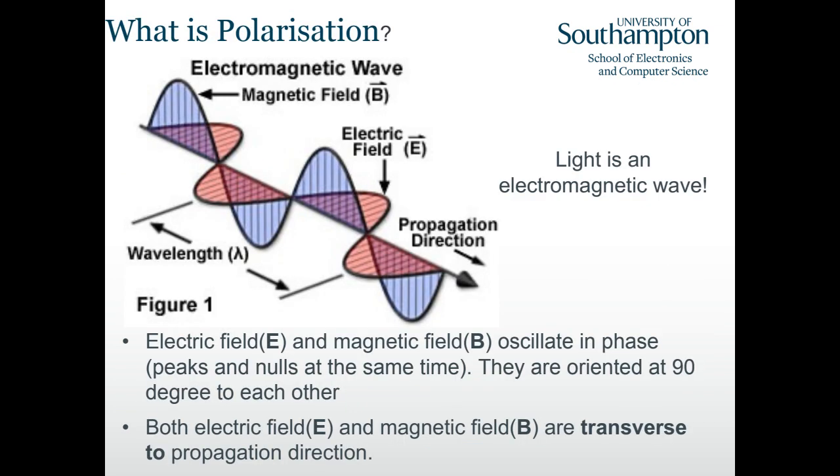Okay, so light is an electromagnetic wave. This means we have an electric field and we have a magnetic field. The electric field and magnetic field oscillate in phase, which means they peak and null at the same time, and they are oriented at 90 degrees to each other, so they are orthogonal to each other. Also, the electric field and magnetic field are transverse to the propagation direction.